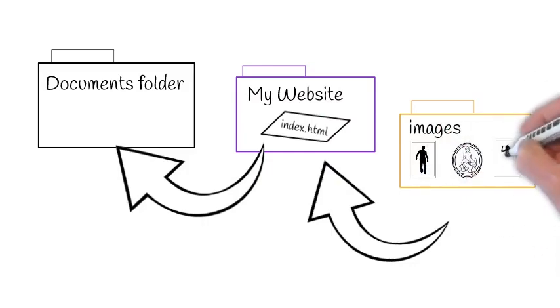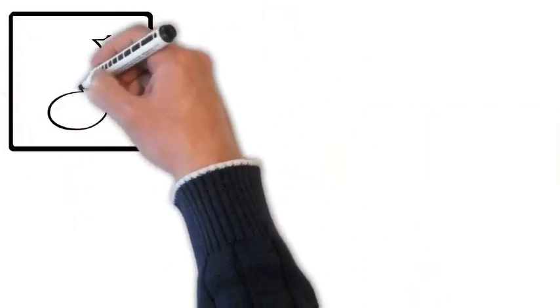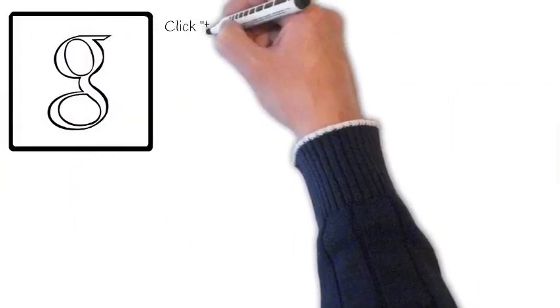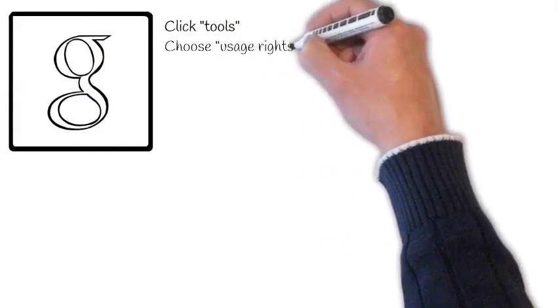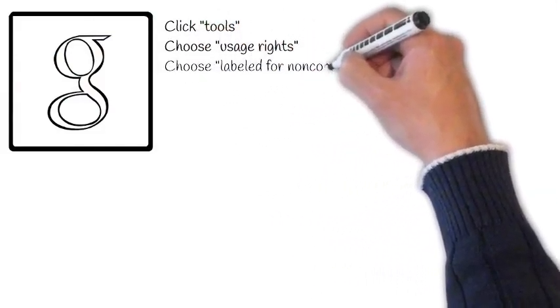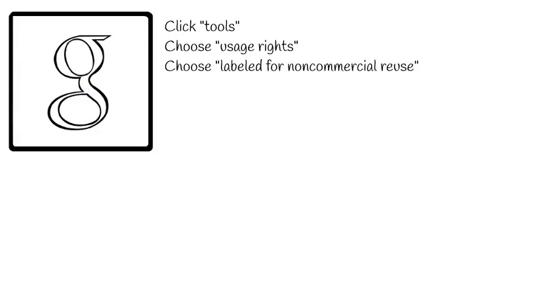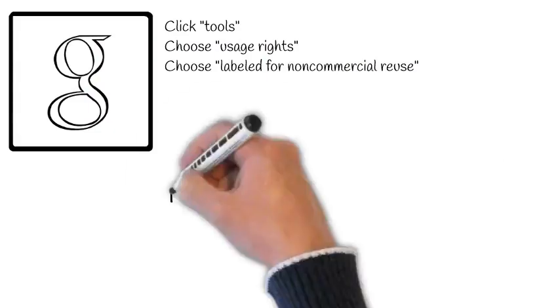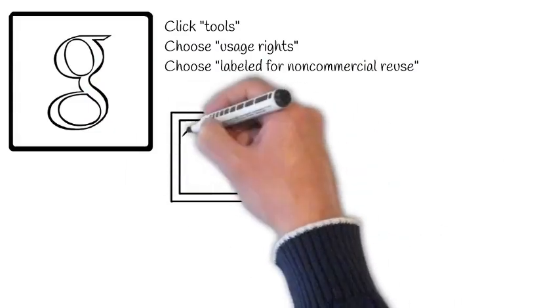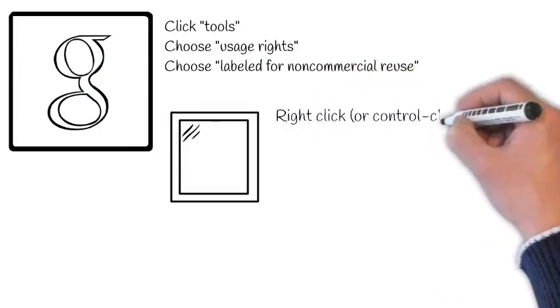This is a standard practice in website design. So let's go find our images. First, we're going to go to Google and look for images. But before we start doing an image search, I want you to click Tools, Usage Rights, and choose Labeled for Non-Commercial Reuse. That allows us to load images that are legal to use.